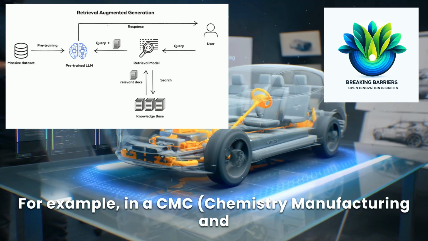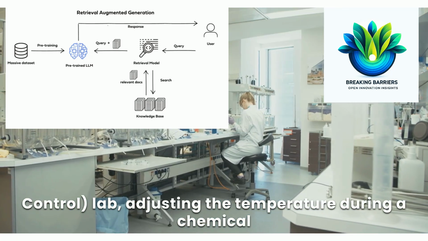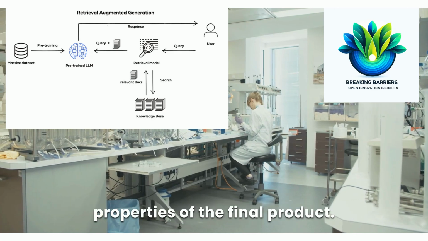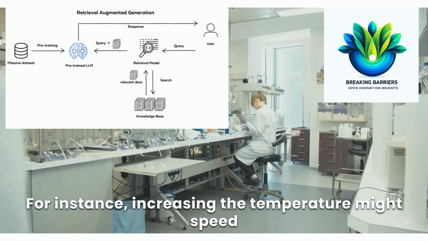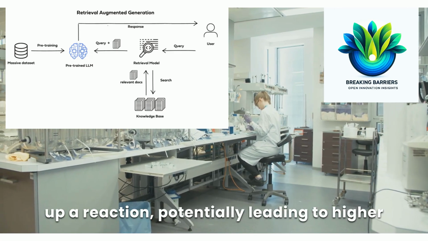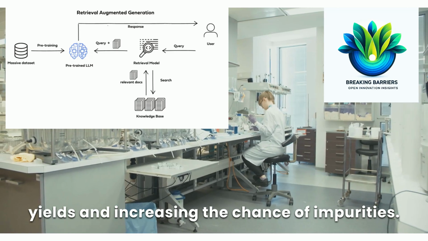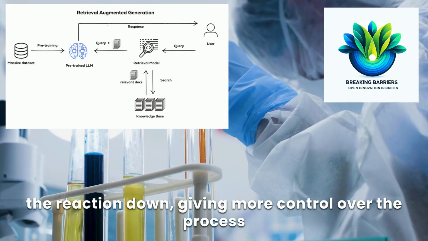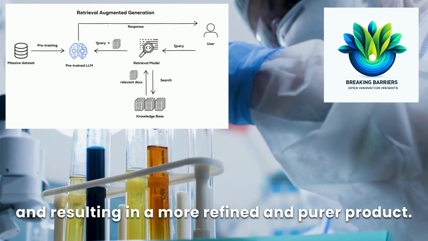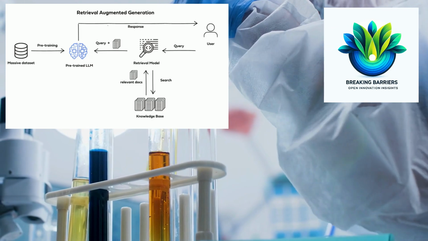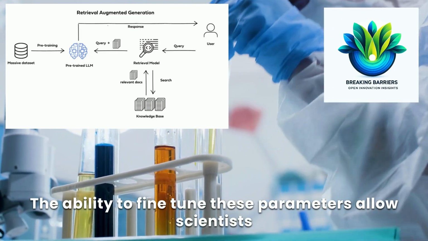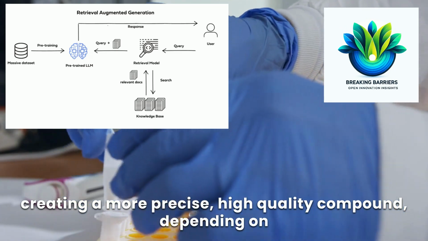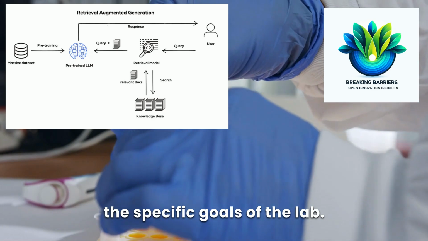For example, in a CMC, chemistry, manufacturing and control lab, adjusting the temperature during a chemical synthesis process can significantly impact the quality and properties of the final product. For instance, increasing the temperature might speed up a reaction, potentially leading to higher yields and increasing the chance of impurities. On the other hand, lowering the temperature might slow the reaction down, giving more control over the process and resulting in a more refined and purer product. The ability to fine-tune these parameters allows scientists to either optimize for maximum efficiency or focus on creating a more precise, high-quality compound, depending on the specific goals of the lab.